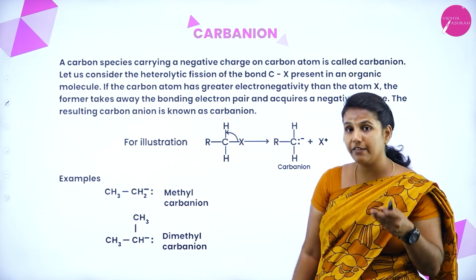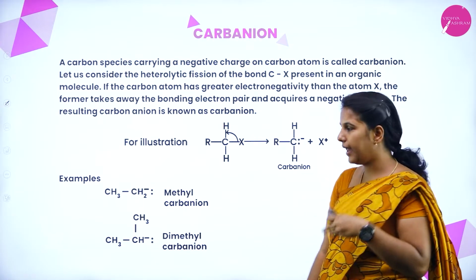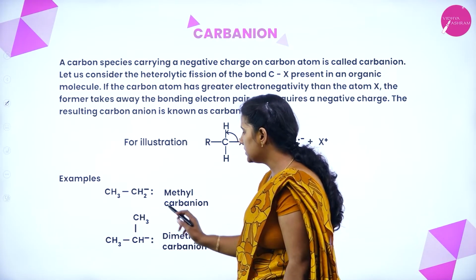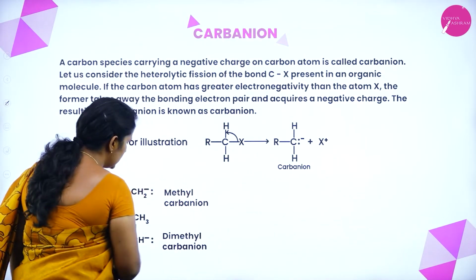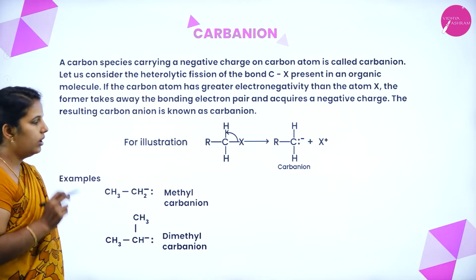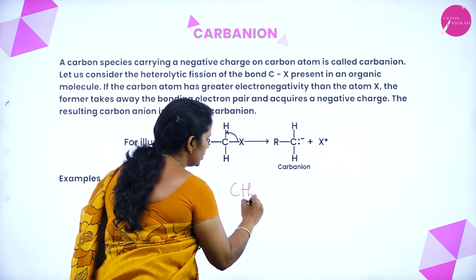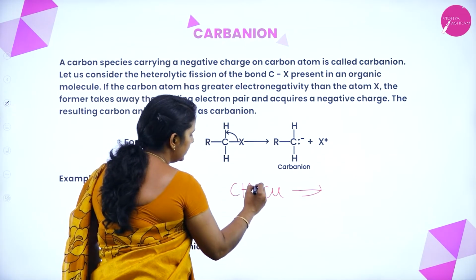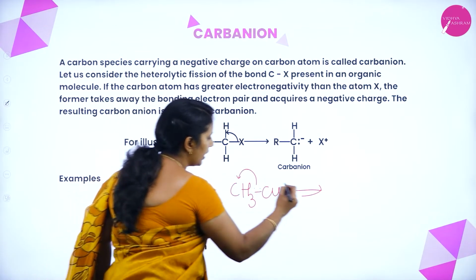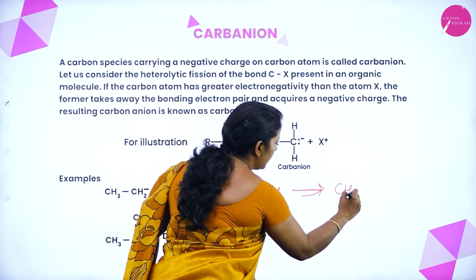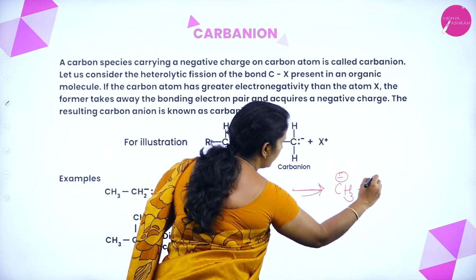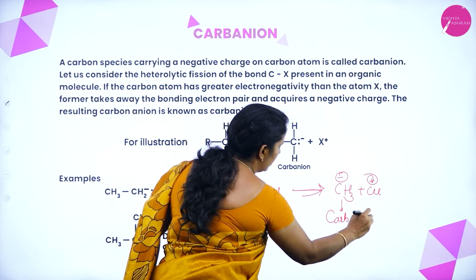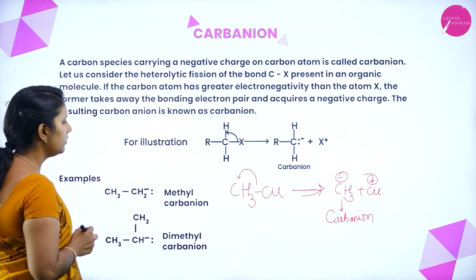The carbon species which has the negative charge, we call it what? Carbanion. You can take it with the example, here CH3 minus and CH2 minus. It is methyl carbanion, and this is dimethyl carbanion. You can take one more example, that is CH3Cu. Here copper is more electropositive than the carbon, so the shared pair of electrons will be completely moved towards the carbon only. Thereby the carbon gets a negative charge and copper will get the positive charge, and this will act as a carbanion. Okay.